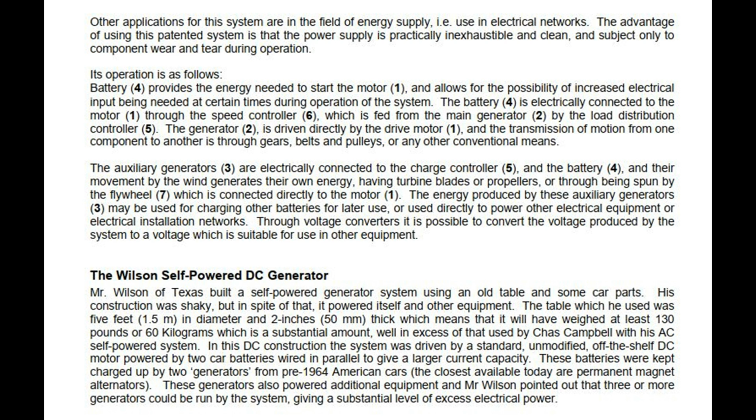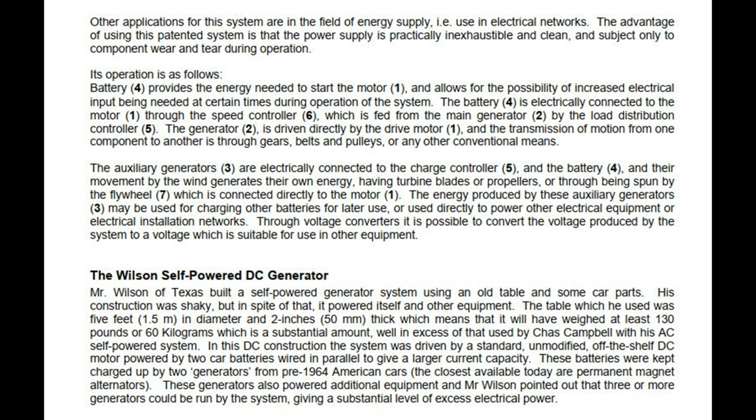The Wilson self-powered DC generator. Mr. Wilson of Texas built a self-powered generator system using an old table and some car parts. His construction was shaky, but in spite of that, it powered itself and other equipment.